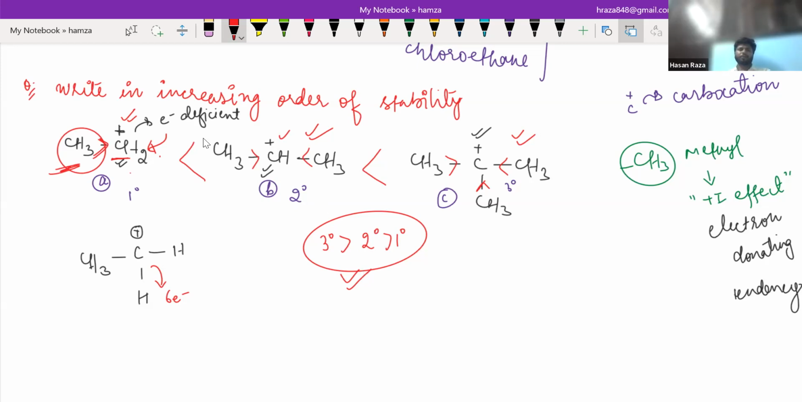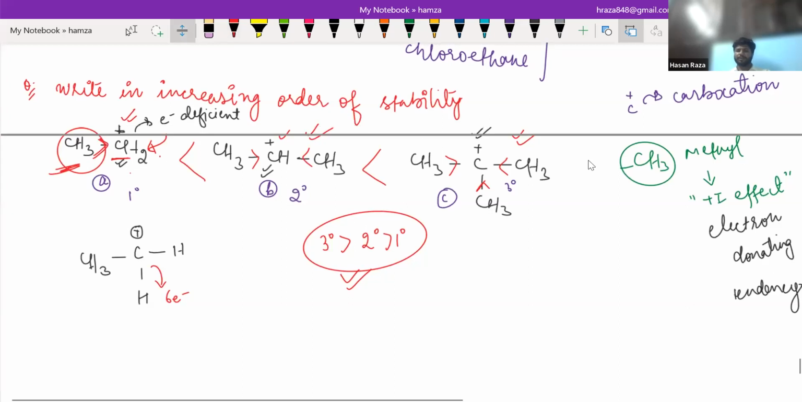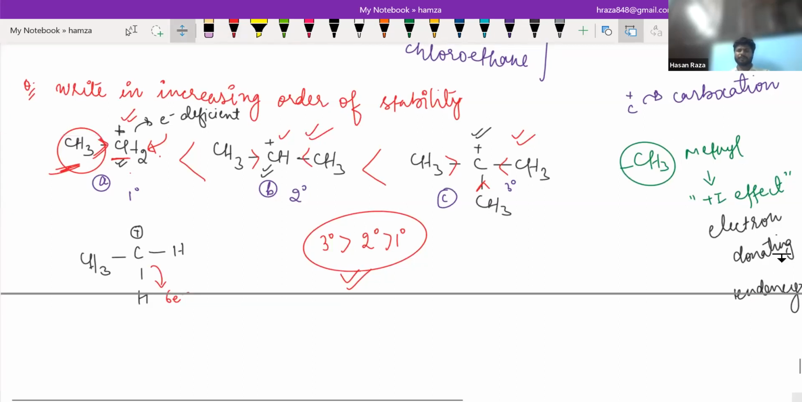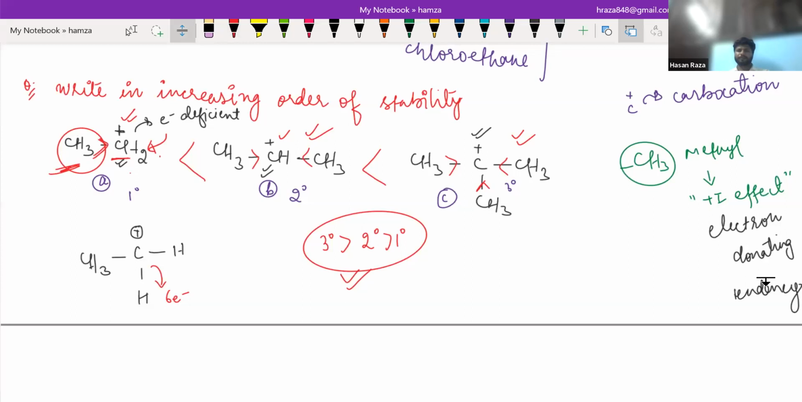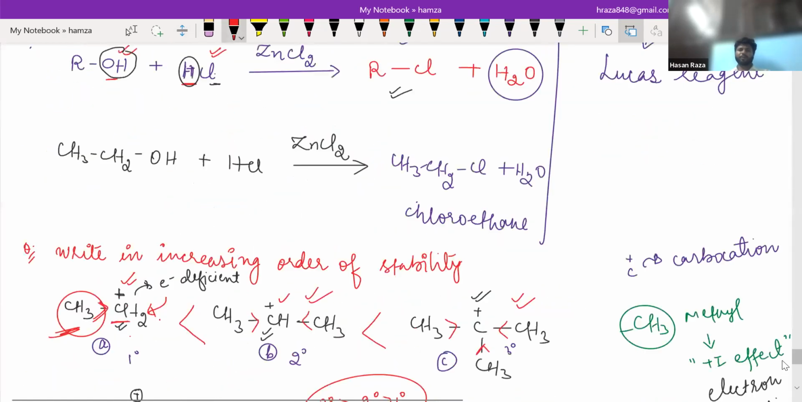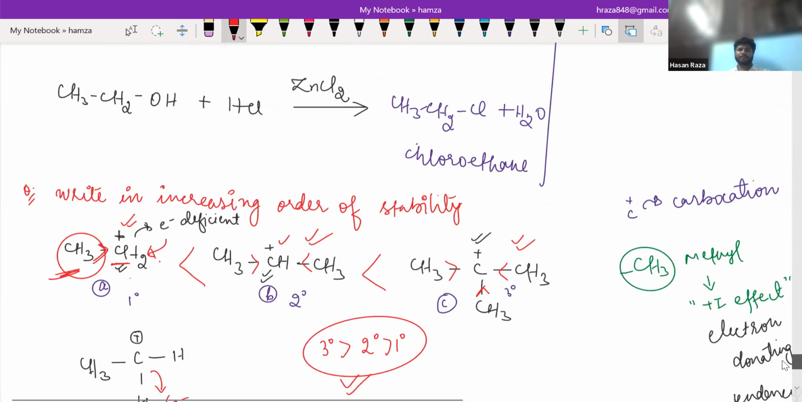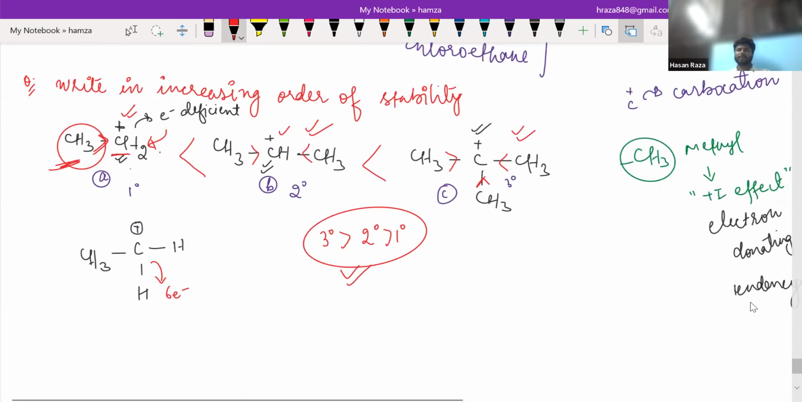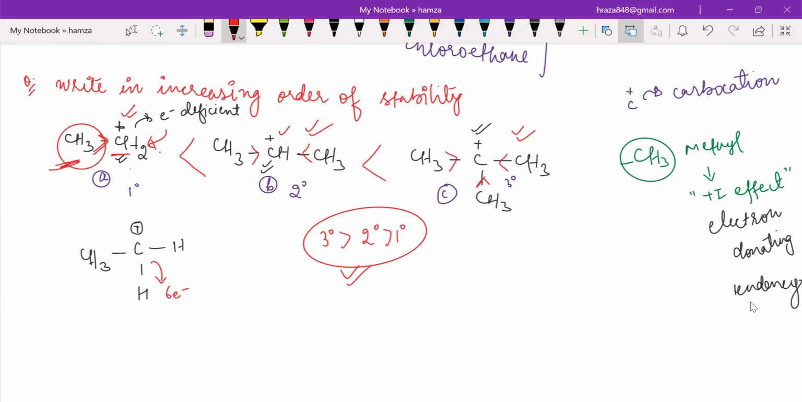Very good. Now I'm going to write a point about Lucas reagent. Everyone done with this? Fatima, why are you not responding? At least send a message in the chat box whether you are getting it or not. Hamza, are you done with this? Yes. Sneha?